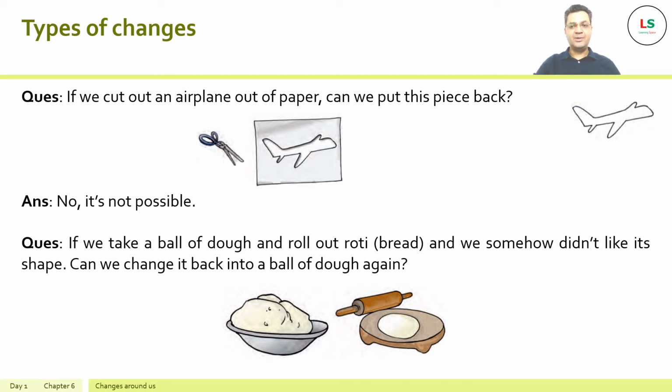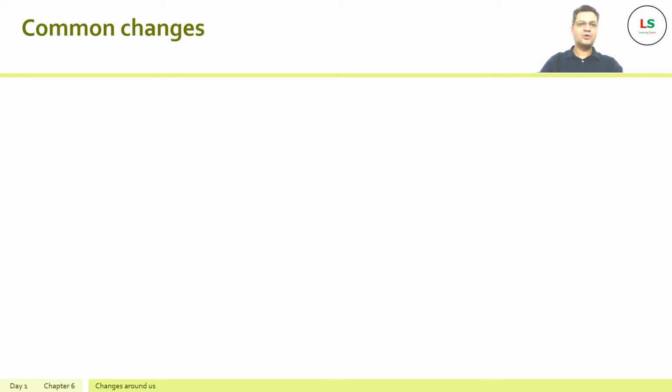The second question is, if we take a ball of dough and roll out roti or bread and we somehow did not like its shape, can we change it back into a ball of dough again? Put on your thinking caps and keep thinking. Yes, we can.